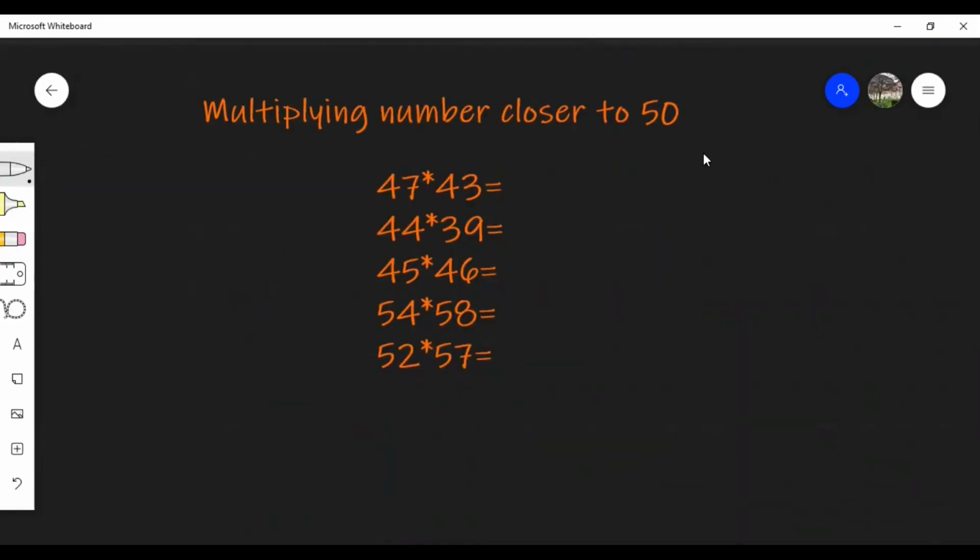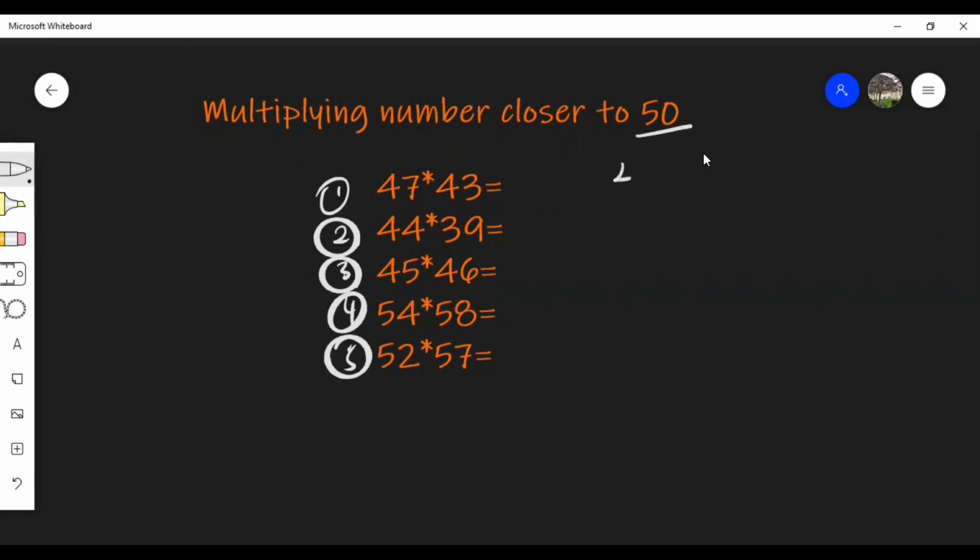Next is about multiplying numbers closer to 50. And like we did with the other numbers, multiplying numbers closer to 100, the same principle we'll use here, although because 50 is half of 100, our answer that we get, we are going to divide it actually by 2, okay? Let's take number 1. So I will name them 3, 4, and 5. Here again, I have like 5 examples to use.